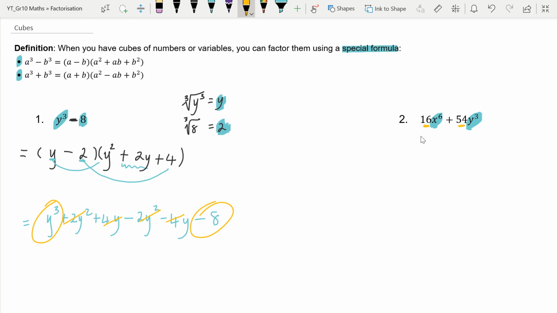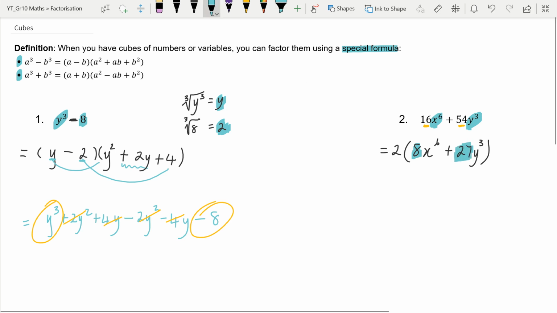However, there is a highest common factor that we can take out. Think about 16 and 54. There's definitely a common factor that we can take out, 2. And that would leave us with 8x to the power of 6 plus 27y to the power of 3. And now note, this is a cube. So is this. So now with this bracket, we can factorize using cubes. Let's do that. That will break up into a binomial and a trinomial.